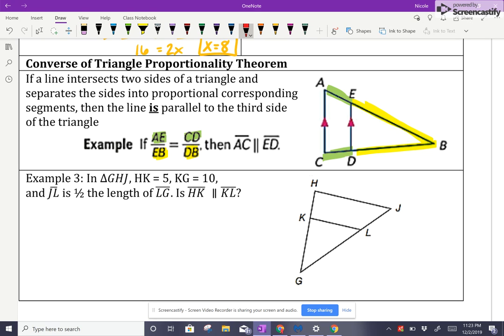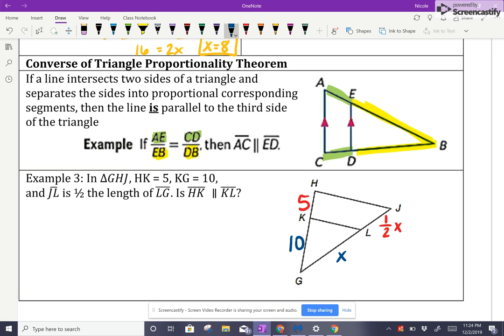So I have triangle GHJ. It tells me that HK is 5, KG is 10, and it tells me that JL is half the length of LG. So I don't have a number to go there. But I know that JL, so let's say JL is half the length of LG. So if I say this is 1/2 X, then LG is just X.